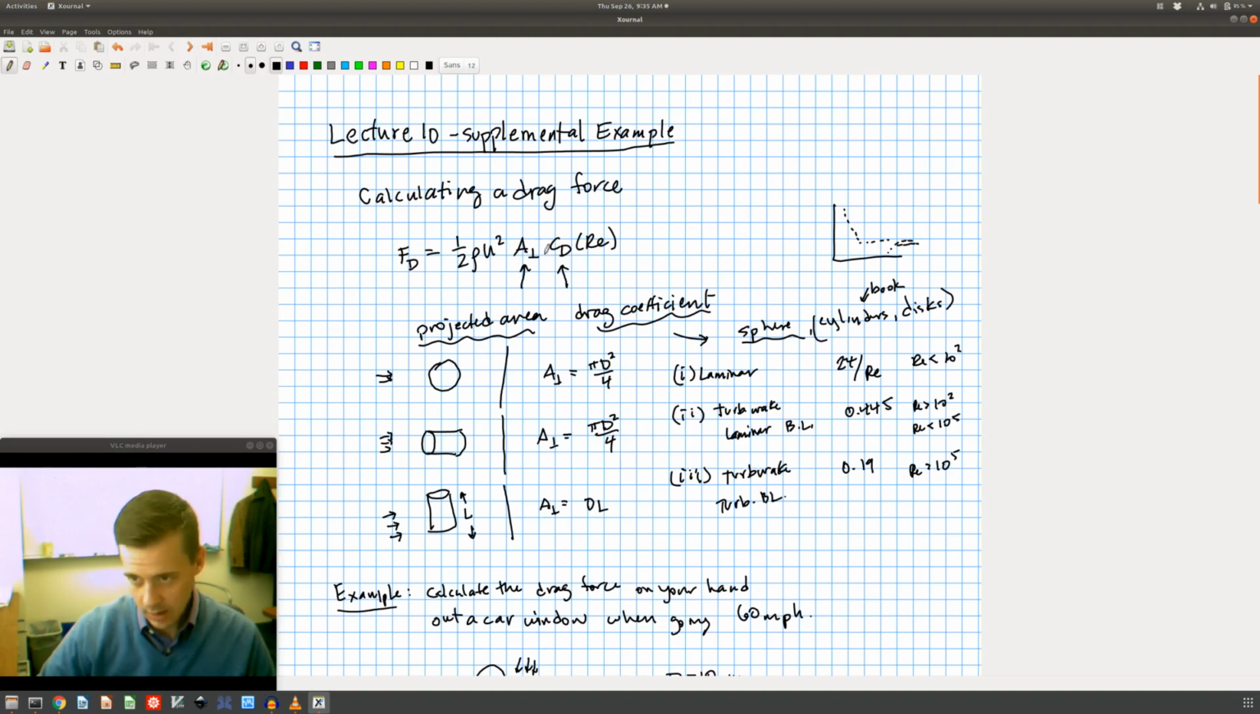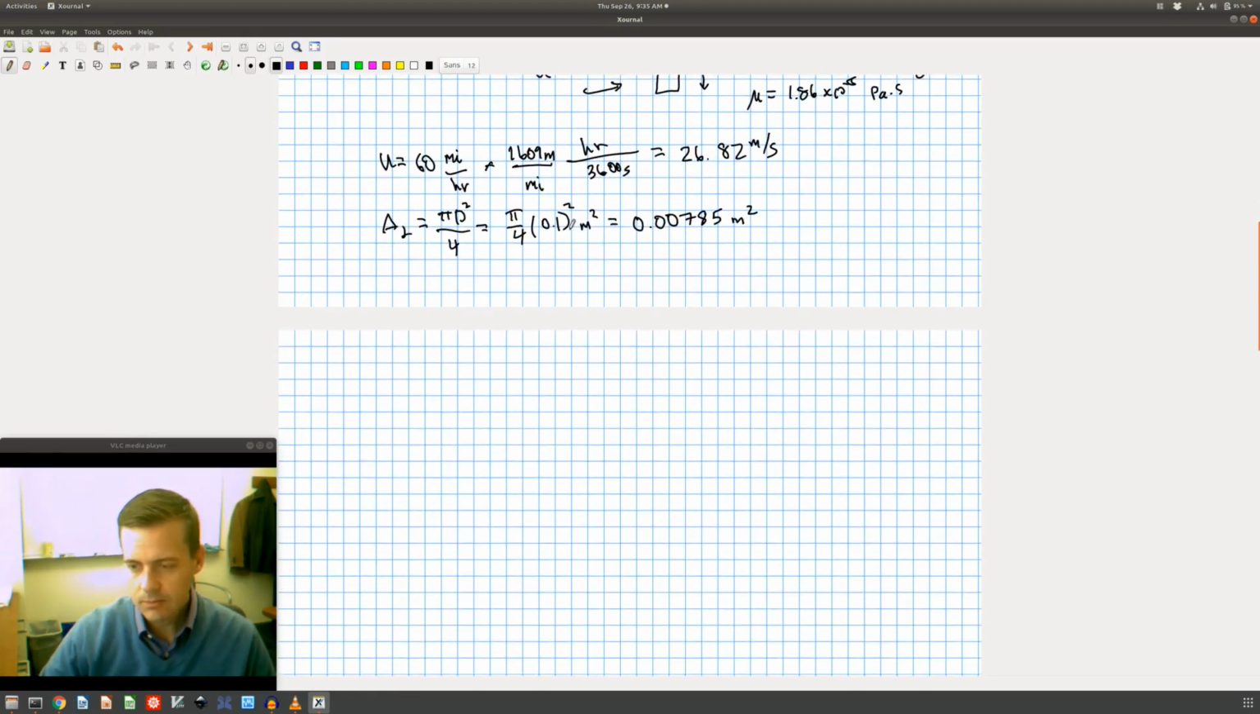And then I have the projected area, I have 1/2 rho u squared. So, as always in these kinds of calculations, what I really want to know is the Reynolds number. So, calculate Reynolds number. Okay, so the Reynolds number is rho u d over mu.